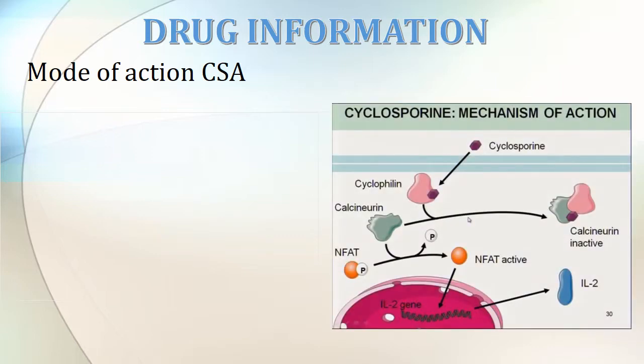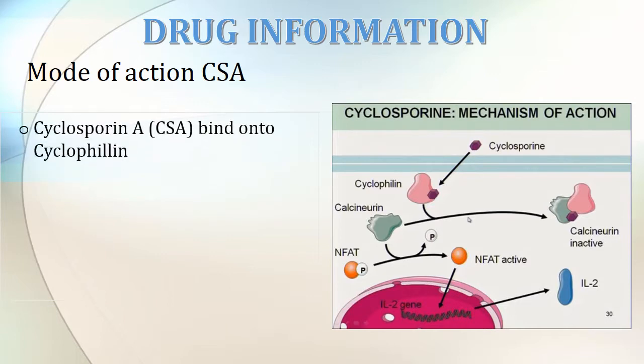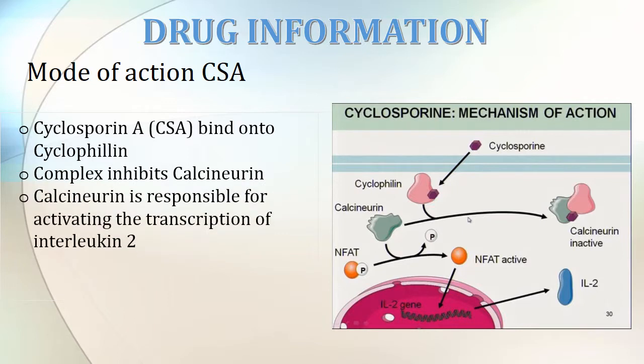Cyclosporin A is an immunosuppressant and it works by binding onto an immunophilin called cyclophilin, which is usually found in T cells. So what you're looking at here, the diagram, is a T cell. This complex of cyclophilin and cyclosporin inhibits calcineurin. And calcineurin is responsible for activating the transcription of interleukin-2.